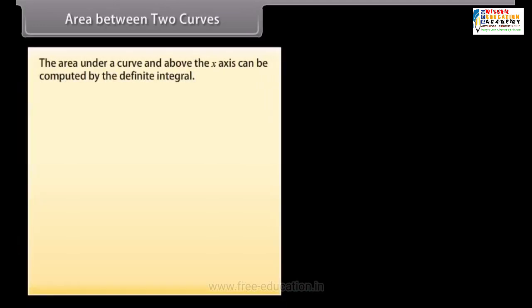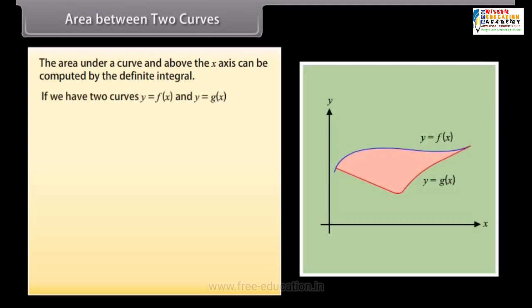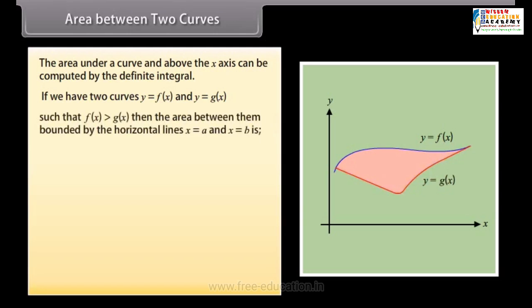Area between two curves. The area under a curve and above the x-axis can be computed by the definite integral. If we have two curves, y equals f of x and y equals g of x, such that f of x is greater than g of x, then the area between them bound by the vertical lines x is equal to a and x is equal to b is: area equals integral from a to b of f of x minus g of x with respect to x.